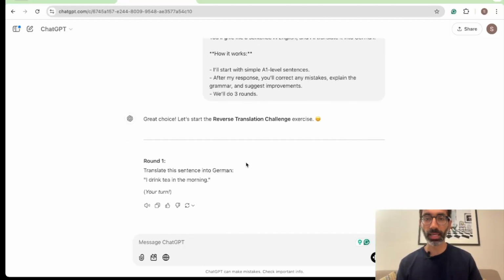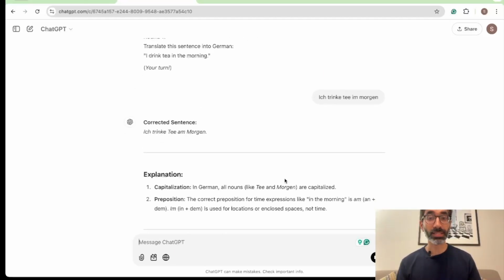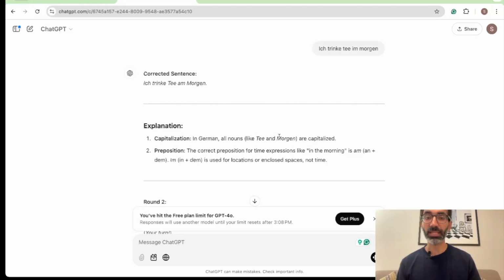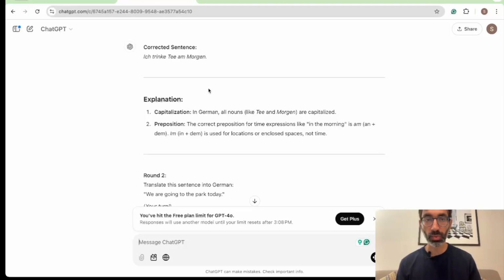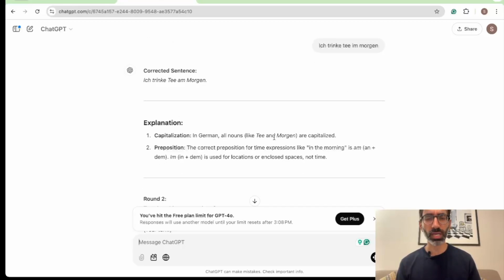So let's try and see if this works. I drink tea in the morning. So let's see if this is correct. And even if you make mistakes, it doesn't matter, because at every stage ChatGPT will come and help you with your mistakes. So the corrected sentence is "Ich trinke Tee am Morgen" and not "im Morgen." And you can just go through the explanation and see why that is correct or incorrect, right?